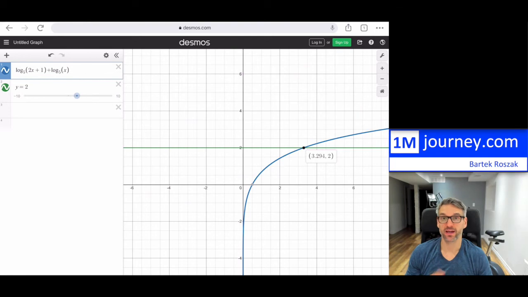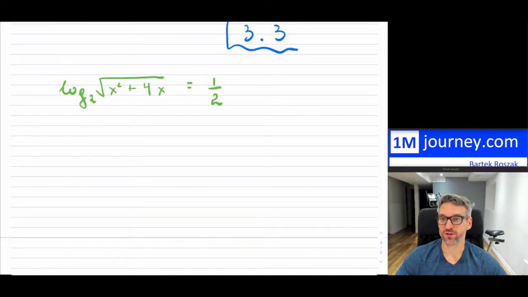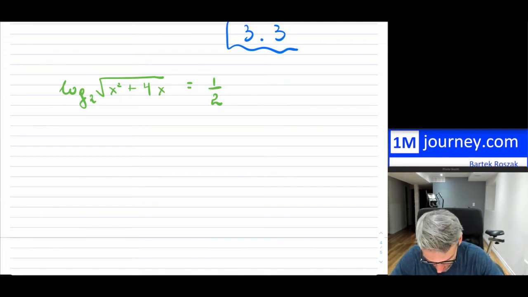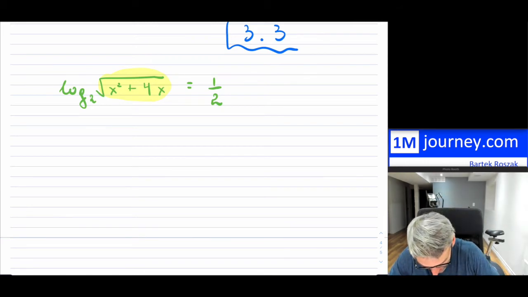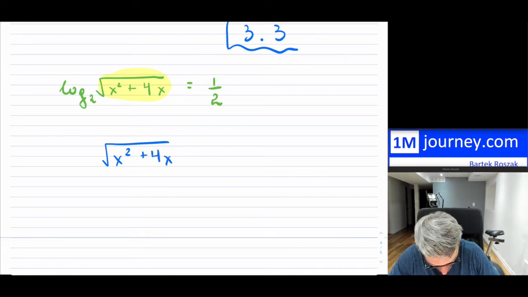All right, let's take a look at the next set of questions. For this example, we'll start off like the others. The first thing we'll do is make sure that we're taking a log of something that is positive. So when we're solving for our x, we have to know that this right here has to be greater than 0.